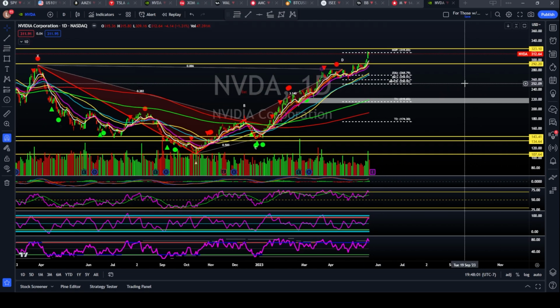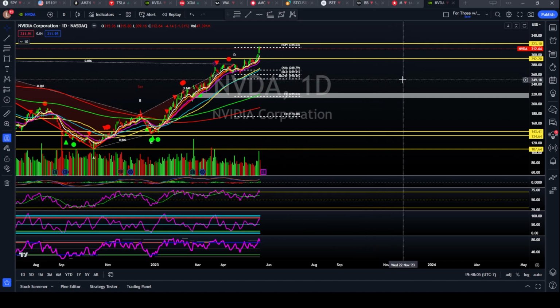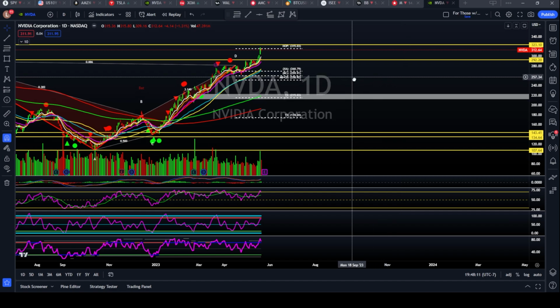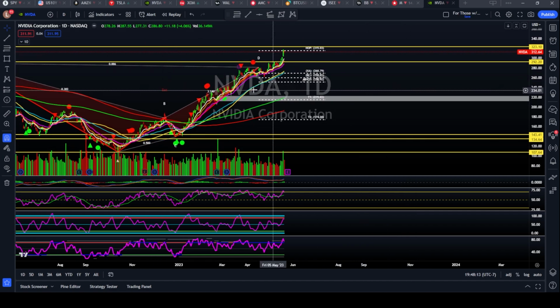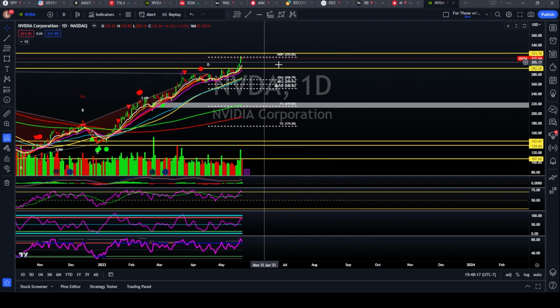NVIDIA, what a crazy ride this thing has gone through. On Friday, it did go as high as 315.80. The low was 309.16 before closing the day at 312.64. My analysis was right on this, that it was going to potentially hit 315 before it even came down to do a type 1 reaction down to target 1 here at 215.03.